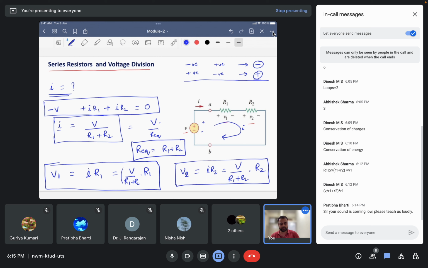That is, this part is basically the current, and current multiplied by R1 is the voltage drop across the resistor R1, and similarly the current I multiplied by R2 is the voltage drop across resistor R2.